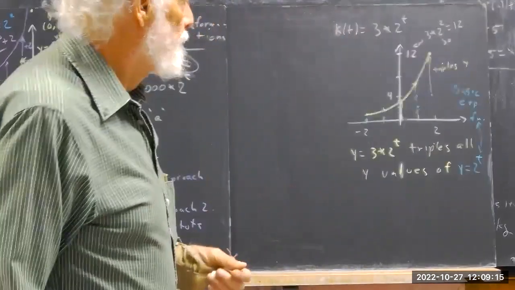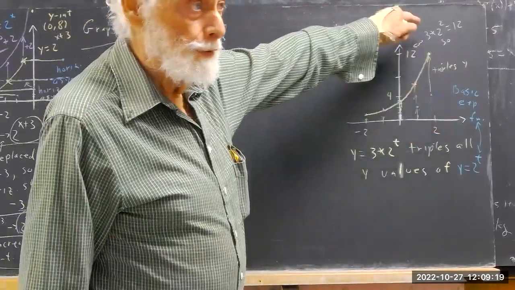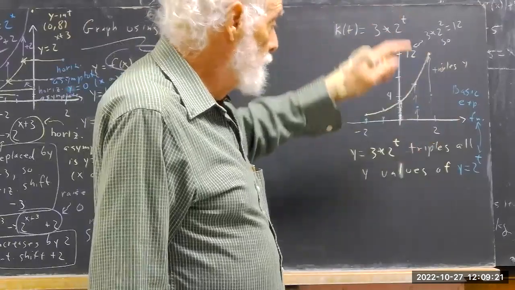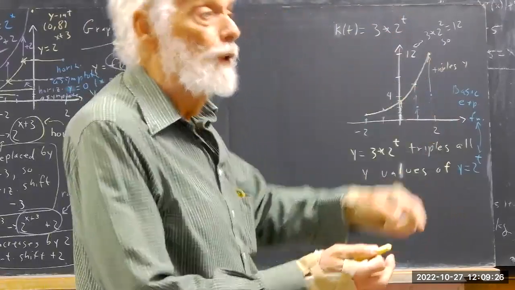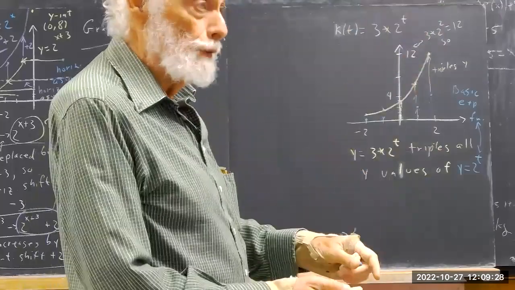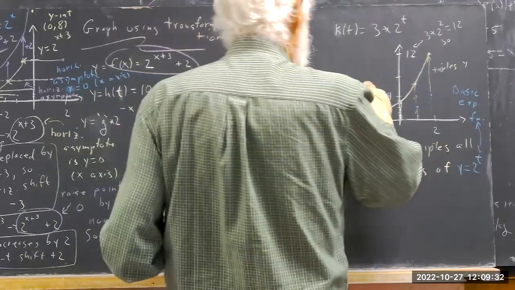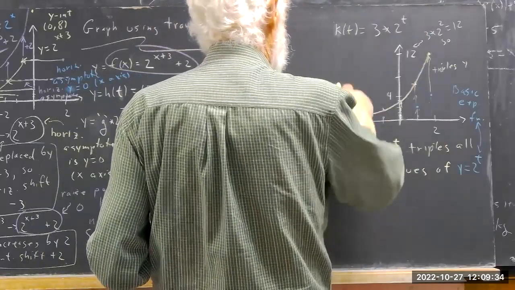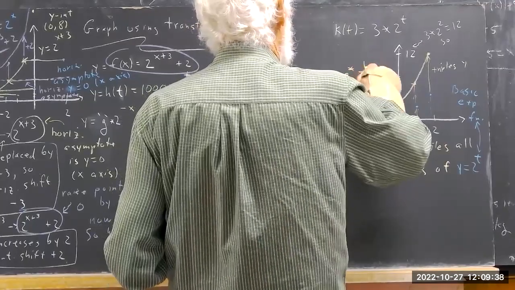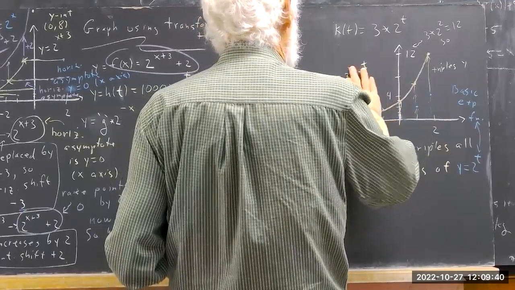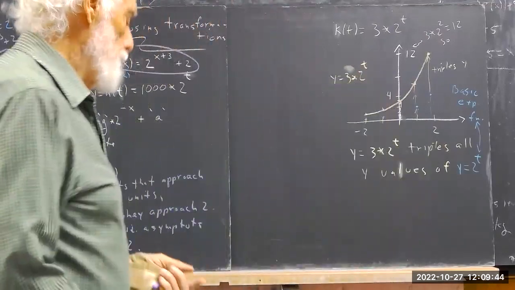Here's our graph. The points that are further away from the x-axis are going to move 3 times as far away, because y is going to become 3 times as great. So this is now our graph of three times 2 to the t.